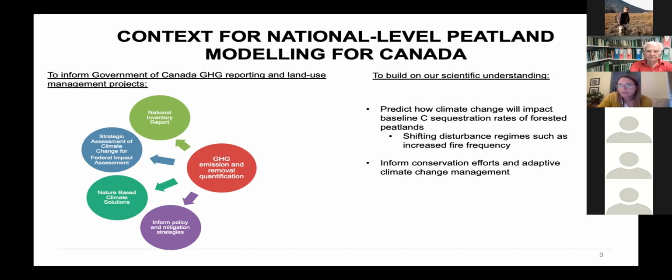On the other hand, my objective of this study was also to build our scientific understanding of the impacts of climate change and how these might be impacting carbon sequestration rates. And in this talk, I'm going to really be focused on forested peatlands, since this is about the boreal forest, and specifically how shifting fire regimes might be impacting these rates.